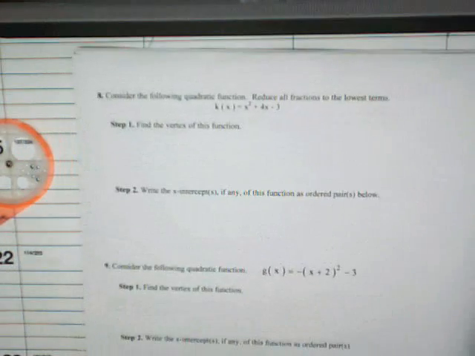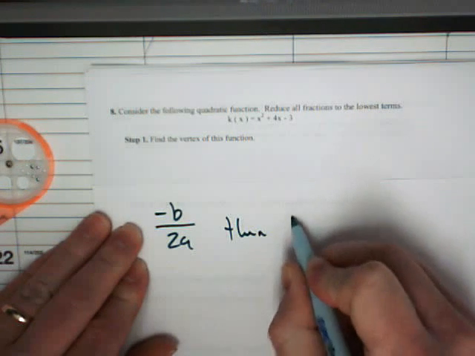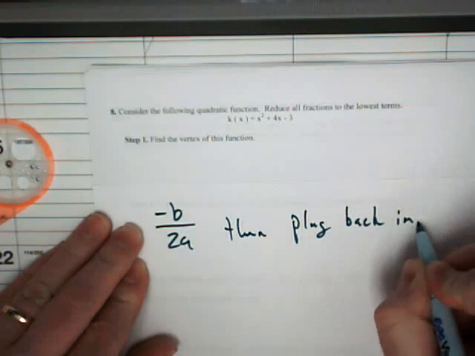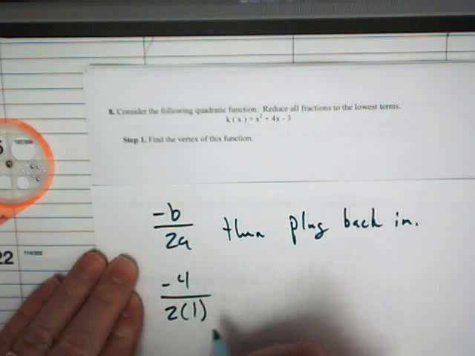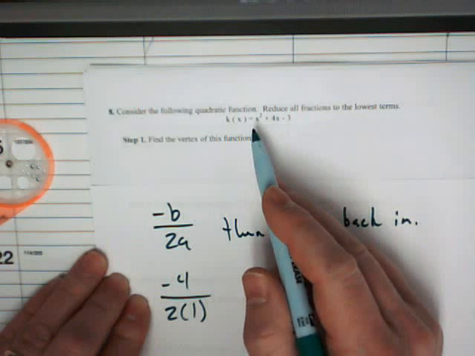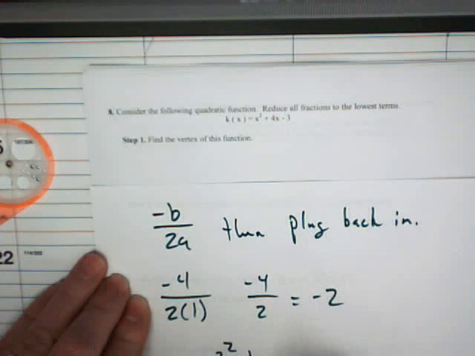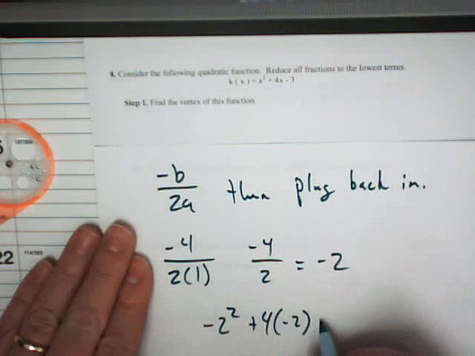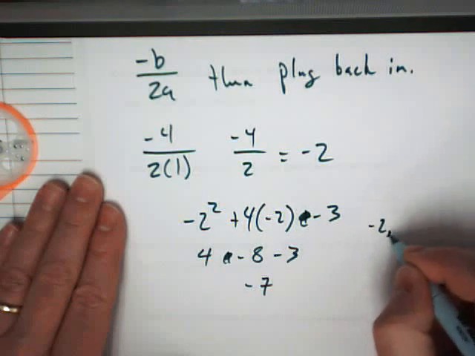Let's do one more here. Vertex. Let's see if we can find the vertex. -b over 2a, then plug back in. That's what you're going to do. So negative b would be negative 4 over 2a, 2 times 1. So taking the b value of 4 and the a value of 1, that would be negative 4 over 2, which is negative 2. And now we plug that back in. We'd have 4 minus 8 minus 3 would be negative 7. So the vertex is negative 2, negative 7.